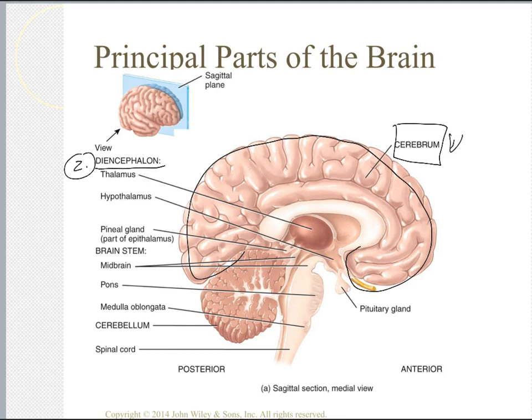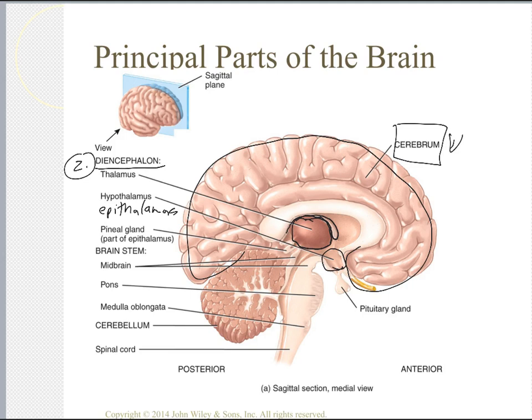The diencephalon includes the epithalamus, the hypothalamus, and the thalamus. So we outline these regions. The thalamus is an egg-like shaped structure in the center of the brain. Below it is the hypothalamus, and then continuous with the pineal gland, this little region up here is the epithalamus.